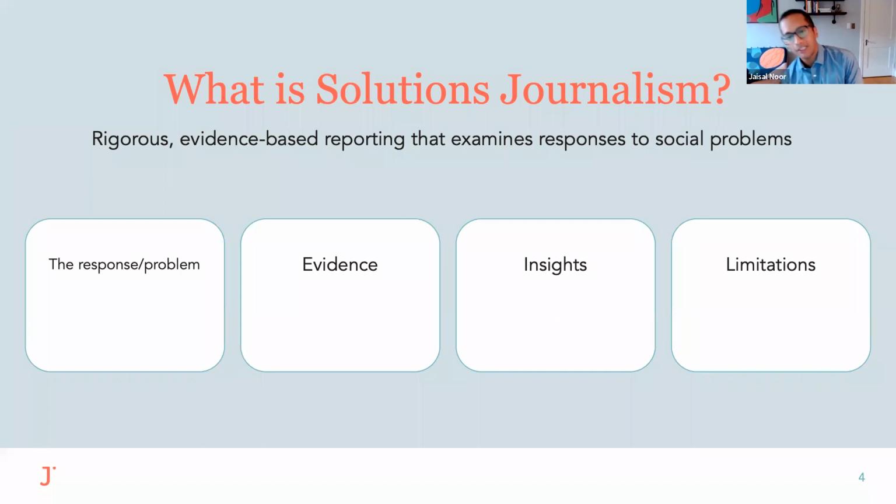So this, I think, can be confusing for folks. The response isn't the problem, it's the response to the problem. Sometimes it's easy to focus on what the problem is and to identify a problem, which is a good start. But the story is about the response. Roughly 90% of the piece in a solution story will be about the response.